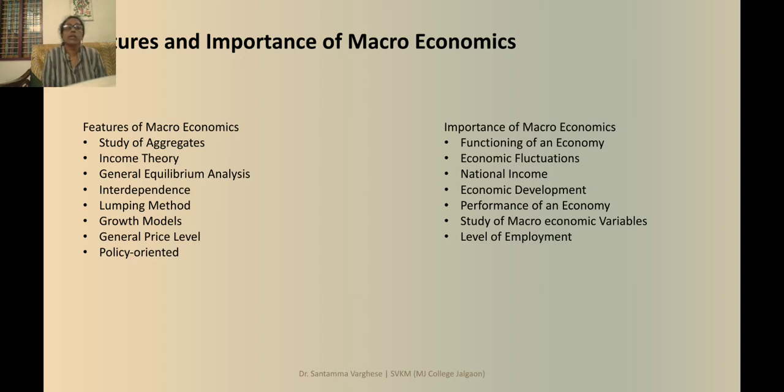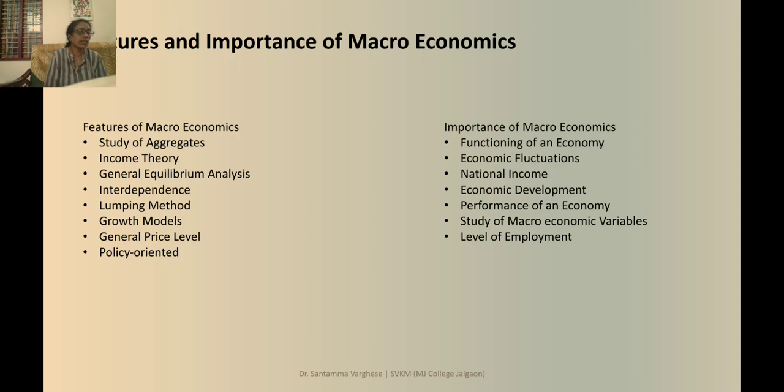Fourth point, interdependence. Interdependence means depending on each other. When we take into consideration the different aspects in macroeconomics, we can see they are all interdependent. They are interdependent between the aggregate economic variables such as income, output, employment, investment, and price level.